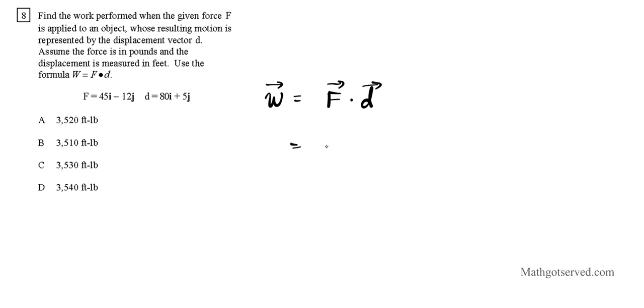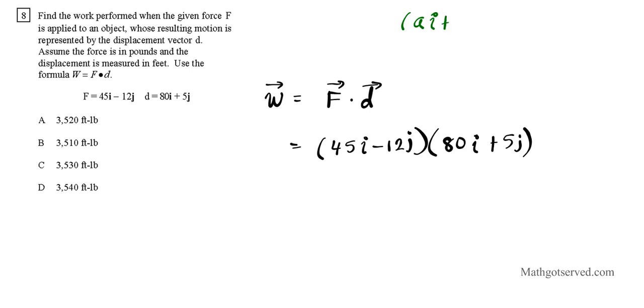It's expressed in ij form. So we're going to have 45i minus 12j dotted with 80i plus 5j. Remember the formula for finding the dot product. Let's write it up here. You have ai plus bj being dotted with ci plus dj.